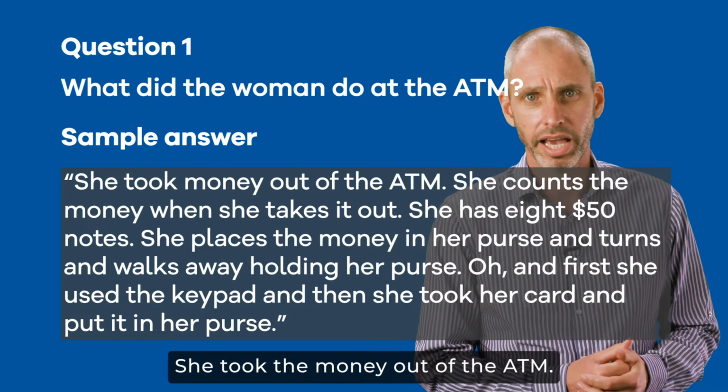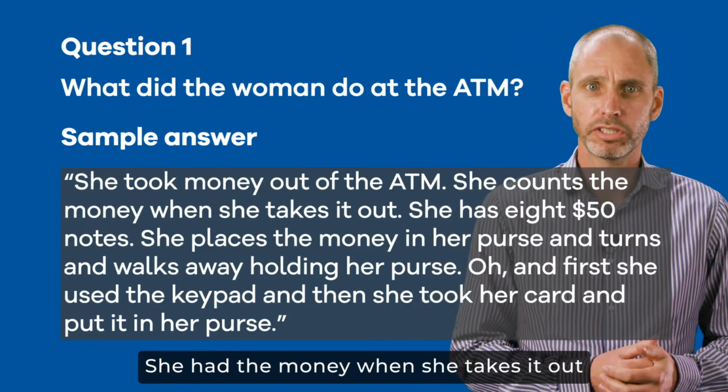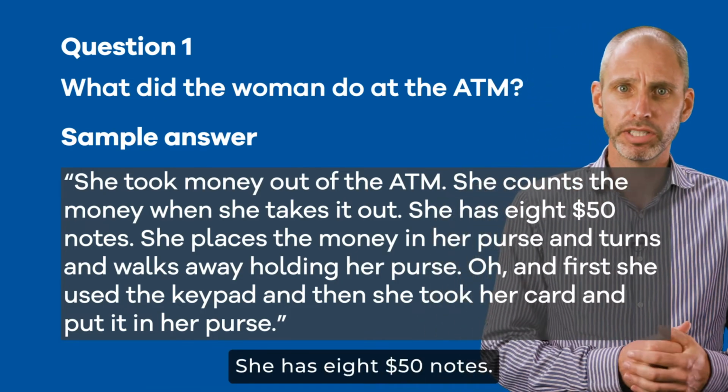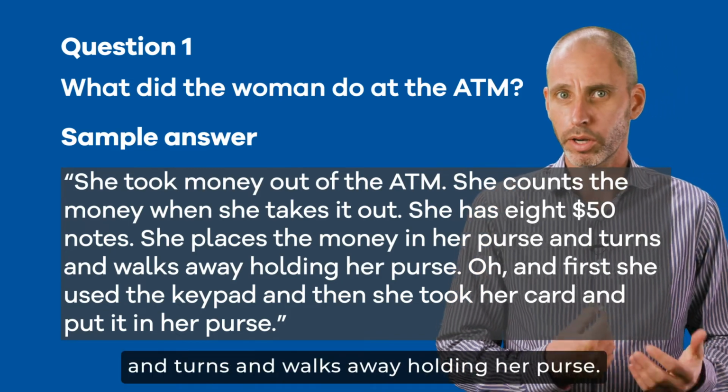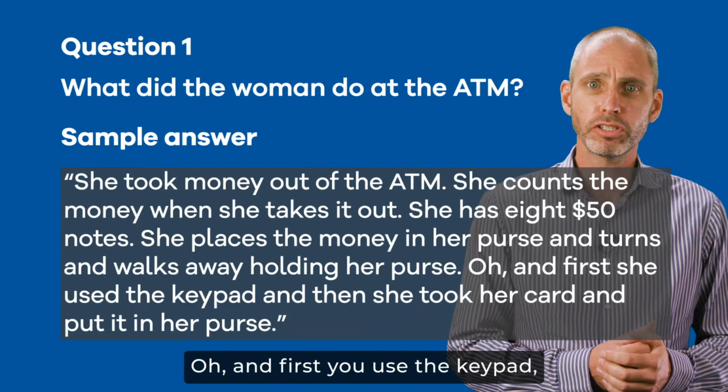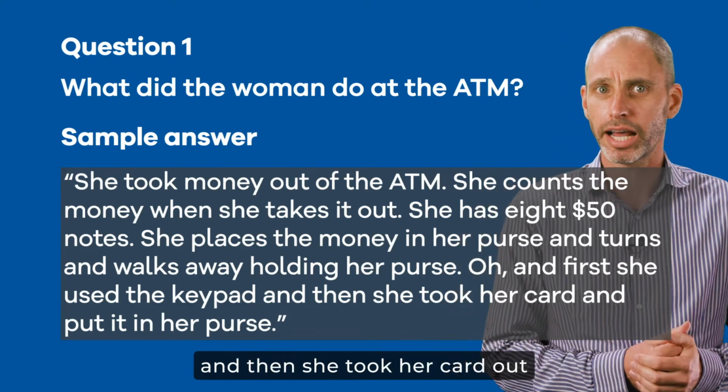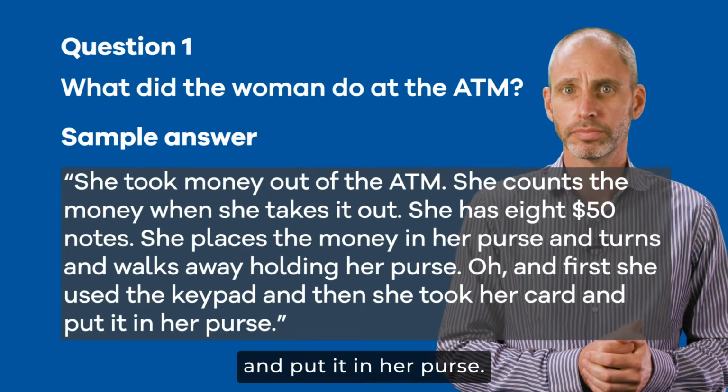She took the money out of the ATM. She counts the money when she takes it out. She has 8 $50 notes. She places the money in her purse and turns and walks away holding her purse. Oh, and first she used the keypad and then she took her card out and put it in her purse.